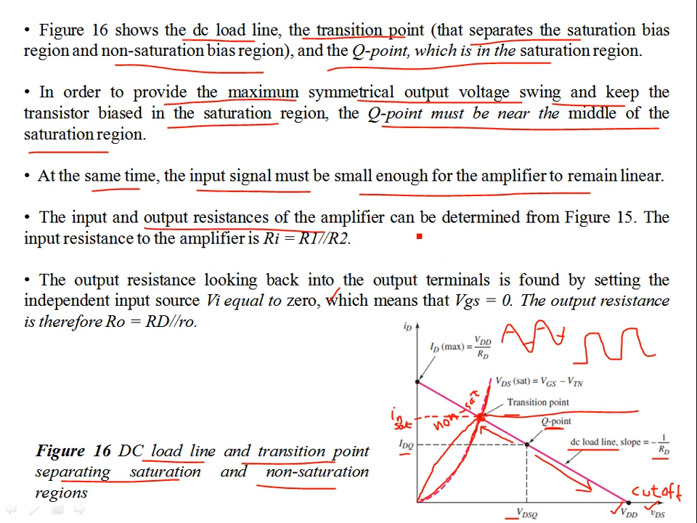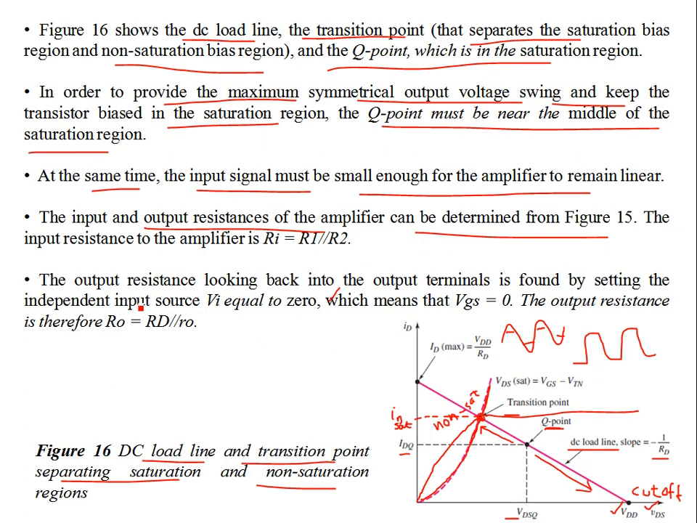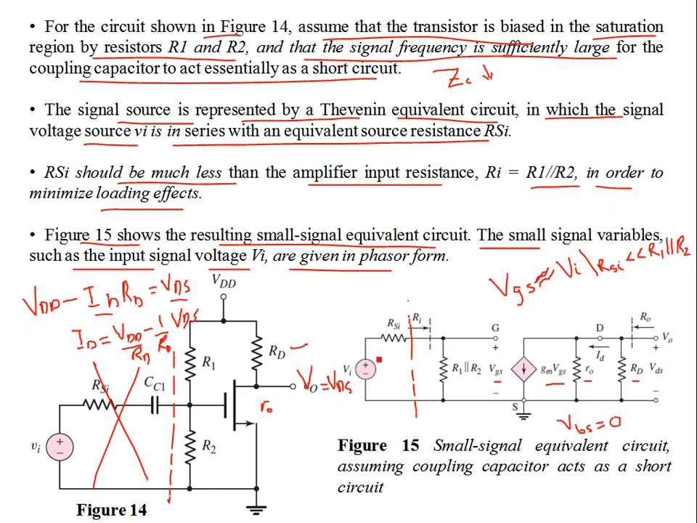The input-output resistances of the amplifier can be determined from figure 15. You can see over here, this was your input resistance. Output resistance can be seen in terms of the external resistance RD and the output resistance R0 of the transistor. The output resistance, looking back into the output terminal, is found by setting the source VI equal to 0, which means VGS is 0. That means the output resistance is RD in parallel with R0, and the input resistance is the parallel combination of the biasing resistances R1 and R2. So if you look back from here, forget about this VI source, it's an open circuit. Then the output resistance is nothing but RD in parallel with R0.